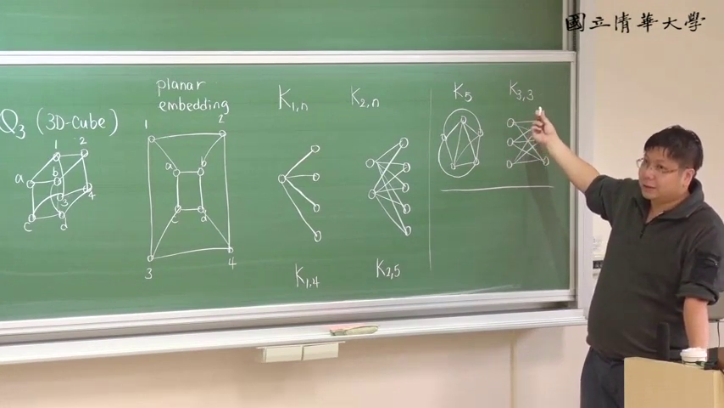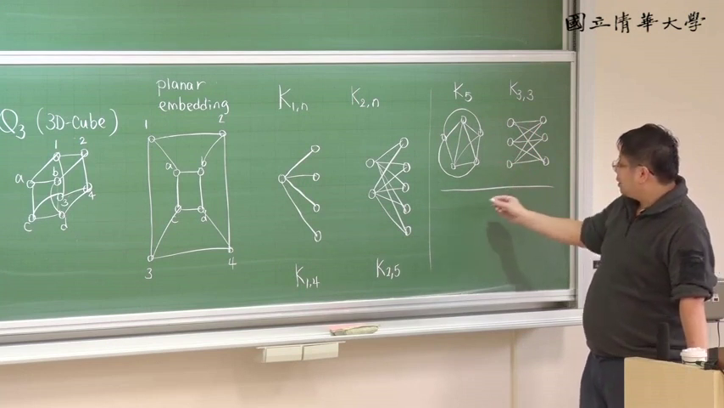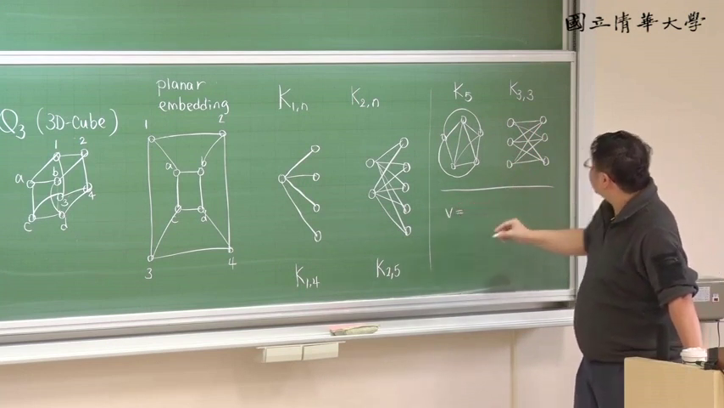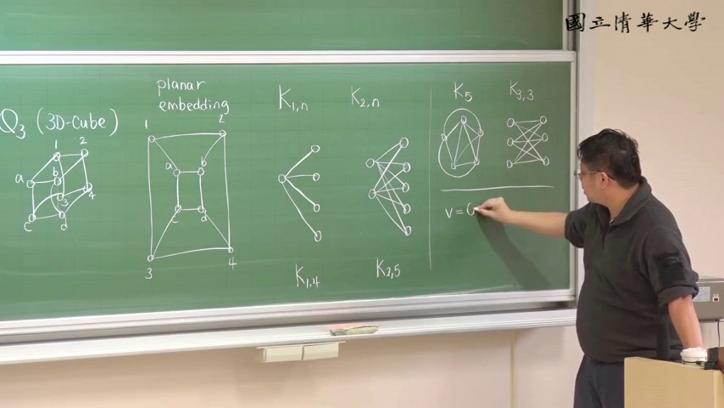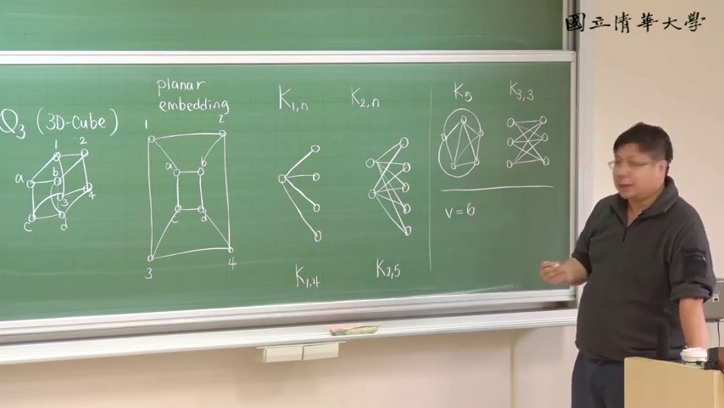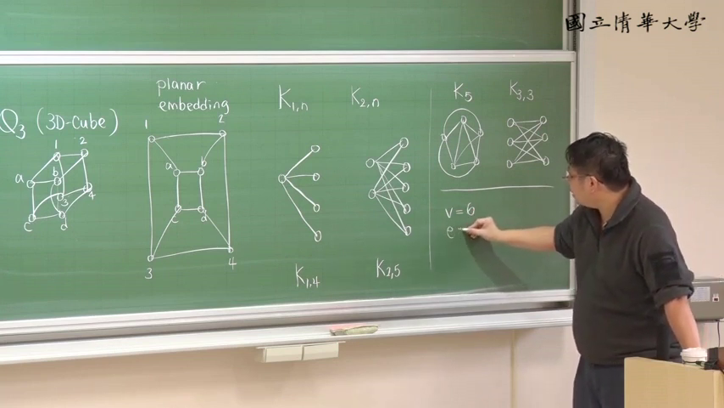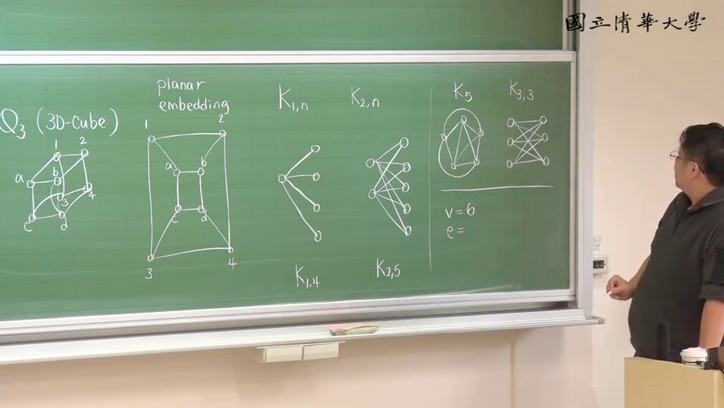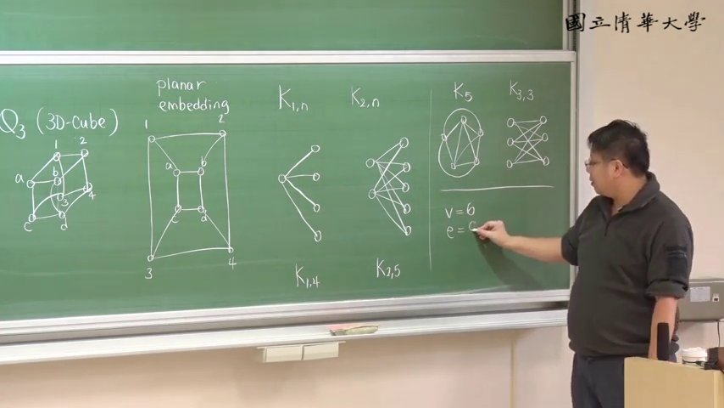It is connected, so we want to check if it is planar. The number of vertices here is 1, 2, 3, 4, 5, 6. There are 6 vertices here. And how many edges? There are 9 edges. Is that okay?